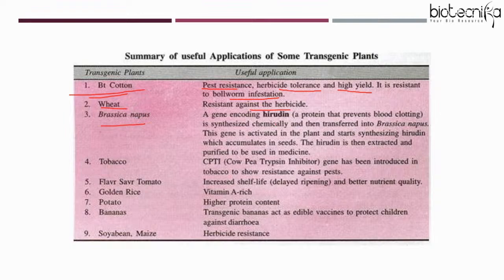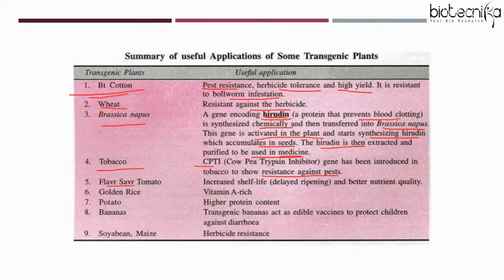Brassica napus, a gene which encodes hirudin. What is hirudin? A protein that prevents blood clotting. The gene is chemically synthesized and transferred to Brassica napus. So, this gene will be activated in the plant and start synthesizing the protein, which accumulates in the seed. Now, you can extract and purify the corresponding product and use it as a medicine because it prevents blood clotting. Tobacco, we have the CPT1 gene introduced that will show resistance against pests.